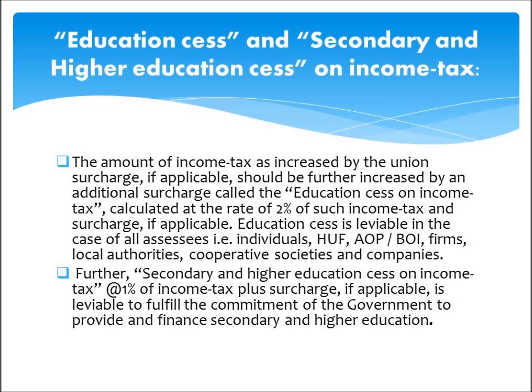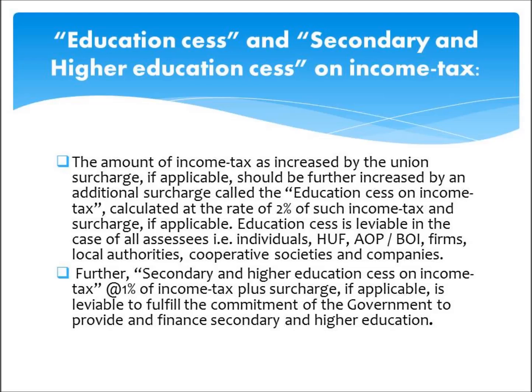And after applying all these things, the total amount which comes will be the final amount payable to the government in the form of income tax. So what all things will be included in the income tax payable to the government? The normal income tax calculated on total income, the surcharge calculated on income tax, and the secondary and higher education cess calculated on the total of income tax and surcharge.